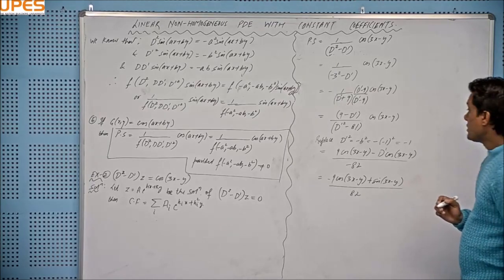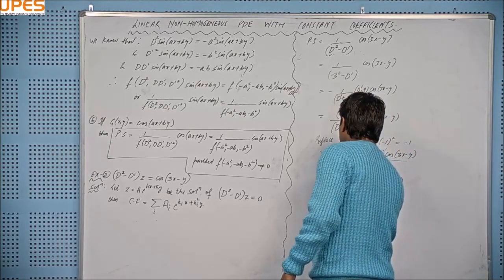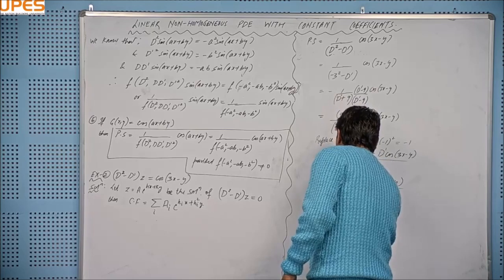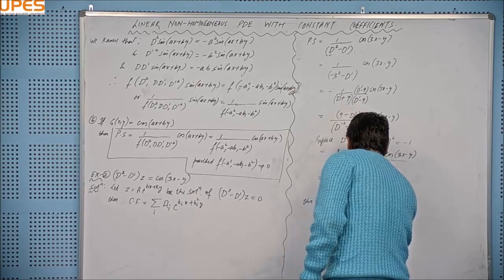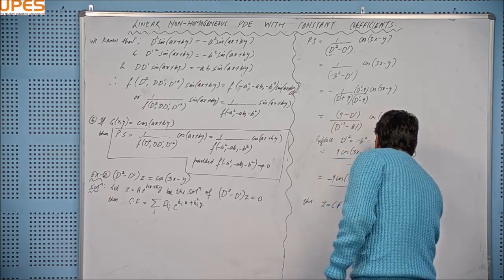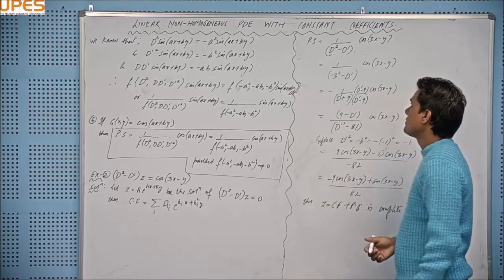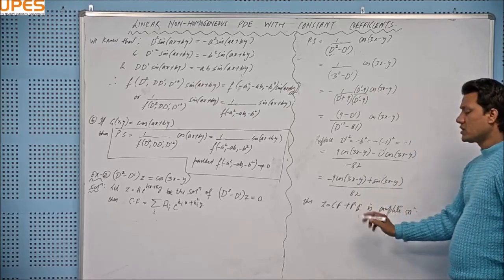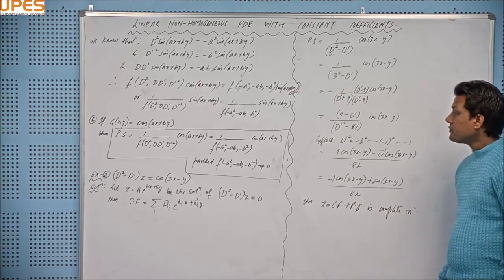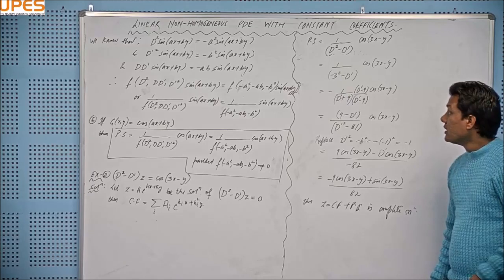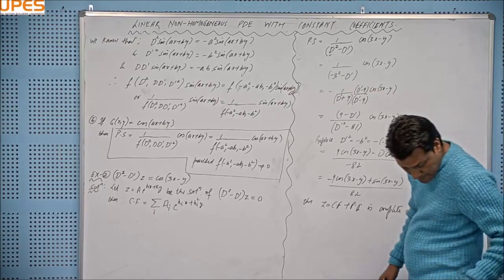So this is the particular solution, and then z is equal to CF plus PI, which is the complete solution. PI or PS, particular solution or particular integral, both are correct. Okay, so taking our next case, that is case number 3.